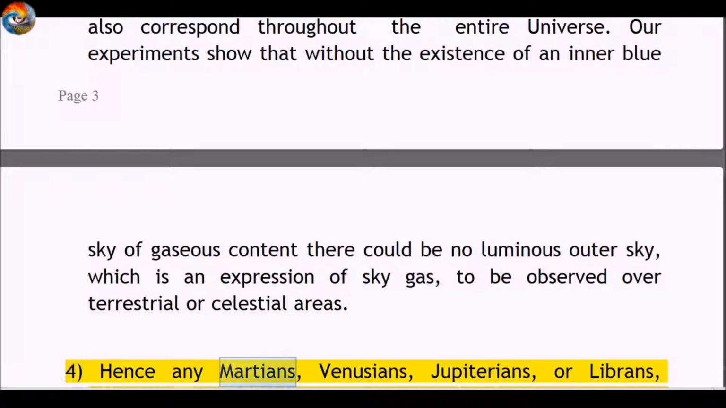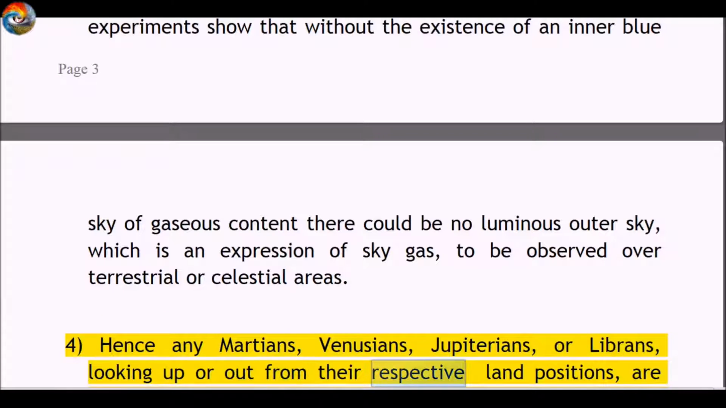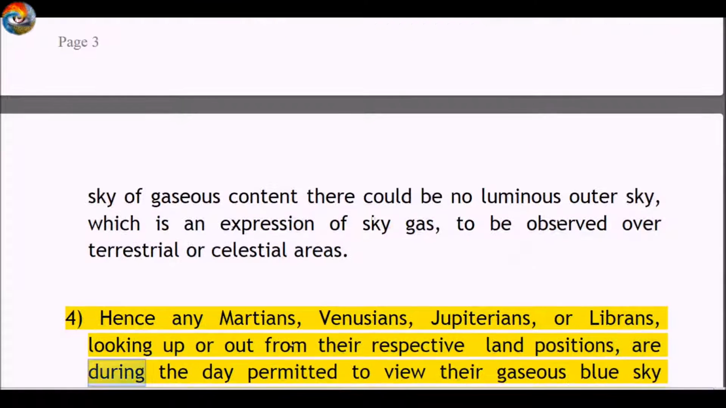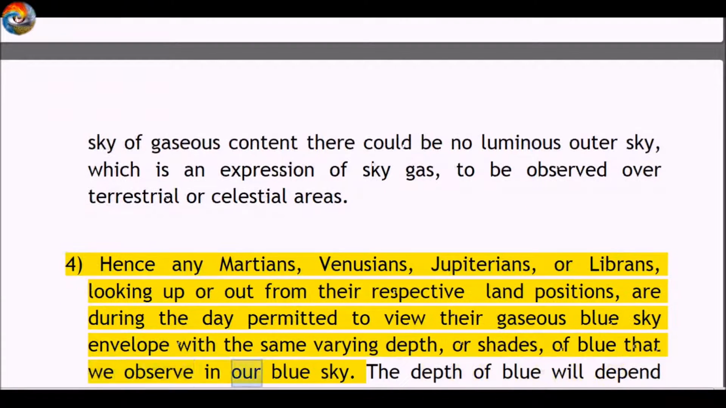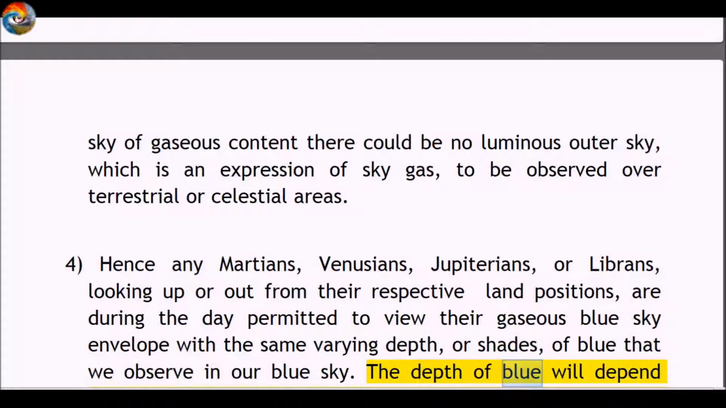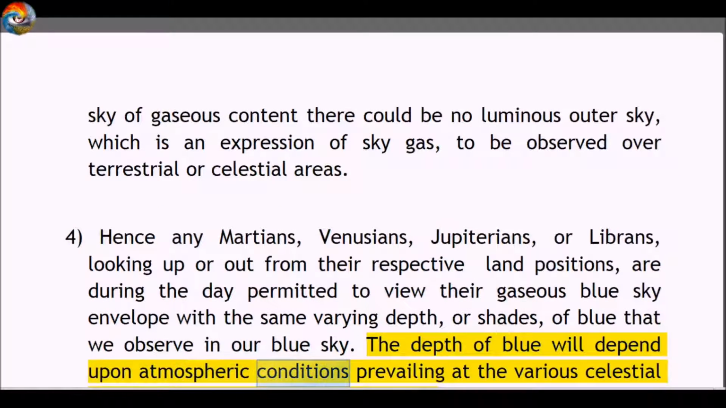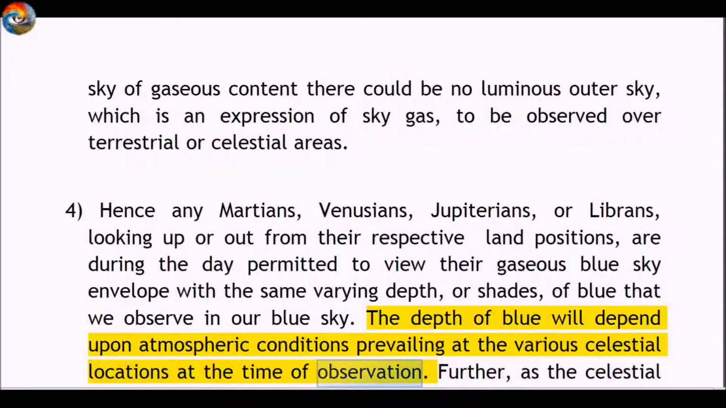4. Hence any Martians, Venusians, Jupiterians, or Lagrangians, looking up or out from their respective land positions, are during the day permitted to view their gaseous blue sky envelope with the same varying depth, or shades, of blue that we observe in our blue sky. The depth of blue will depend upon atmospheric conditions prevailing at the various celestial locations at the time of observation.